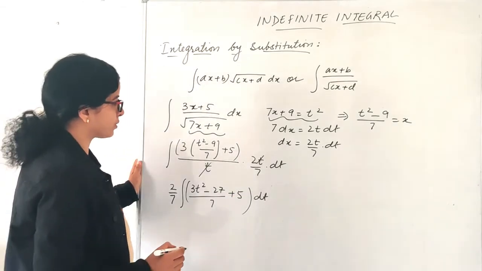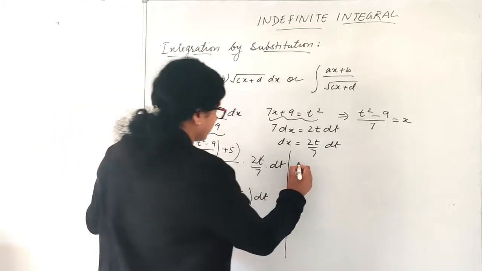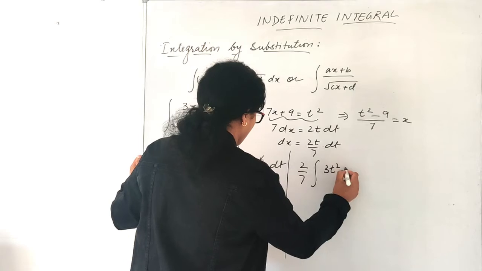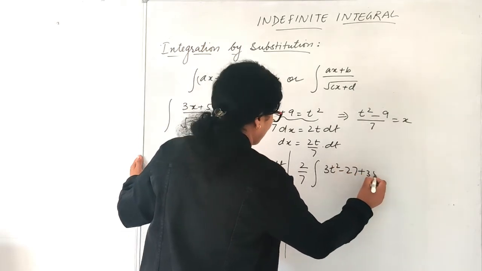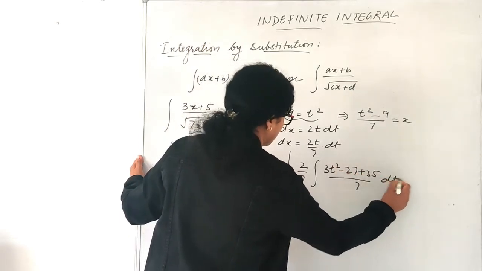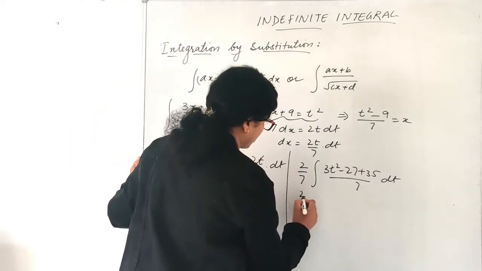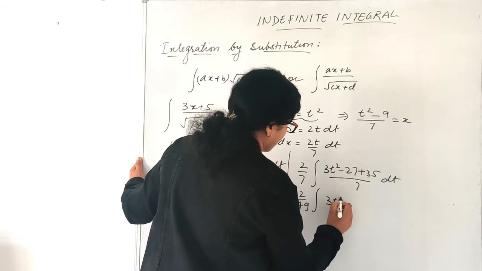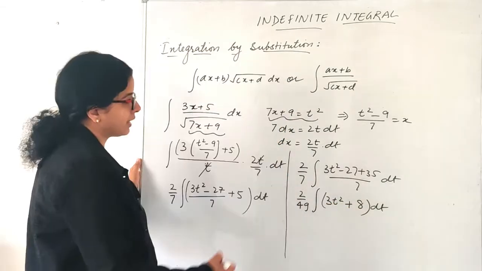Let us solve this part. So what will it become? 2 by 7 will come outside. 3t square minus 27 plus 35 upon 7 dt. Bring this 7 also outside, so 2 upon 49 will come out and you are left with 3t square plus 8. Now we can integrate.